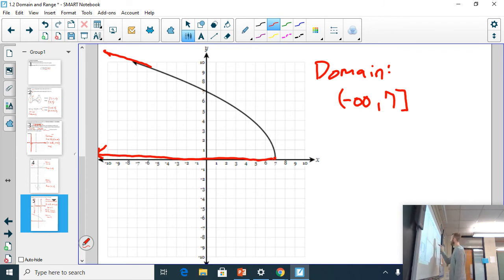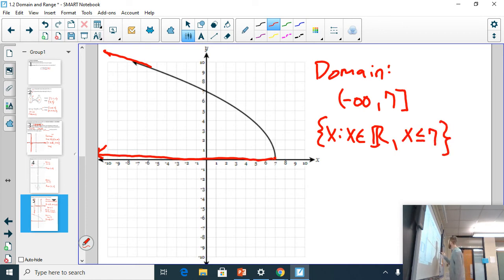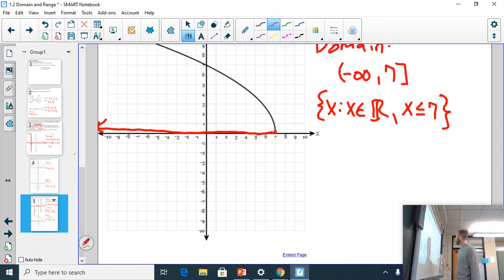And for set builder notation, it would be x such that x is in the reals, the same start every time. And then we would name the restriction. And the restriction is x has to be less than or equal to 7. Does that make sense? So x can be 7 or anything less than 7. And that's all that's saying. And now we could also just write x is less than or equal to 7, right? That's the domain. Anything 7 or less, we have x's.